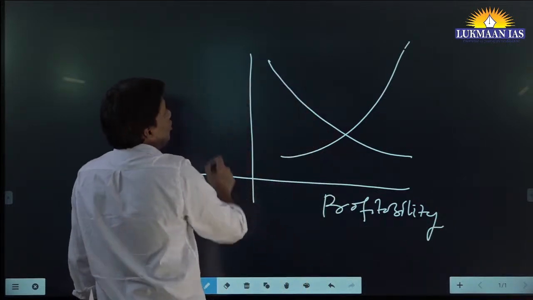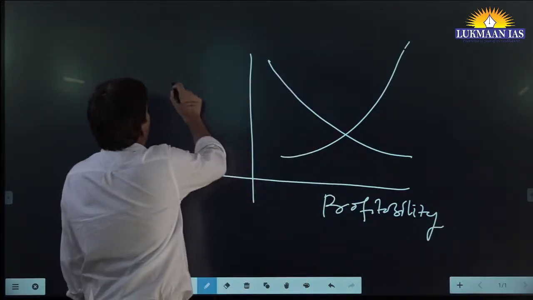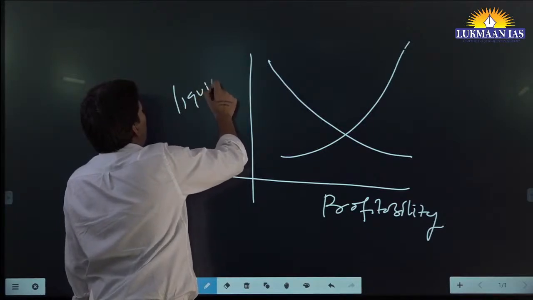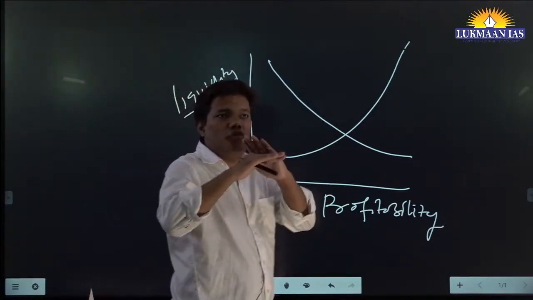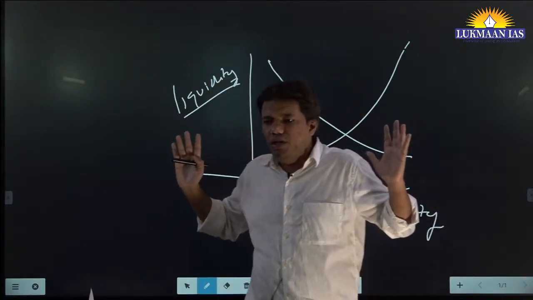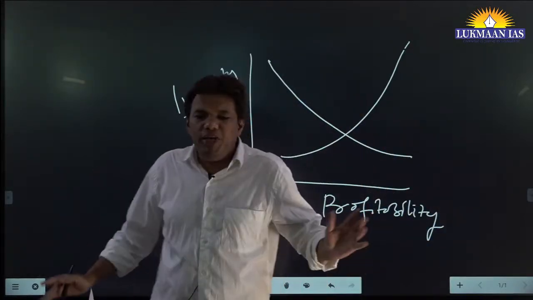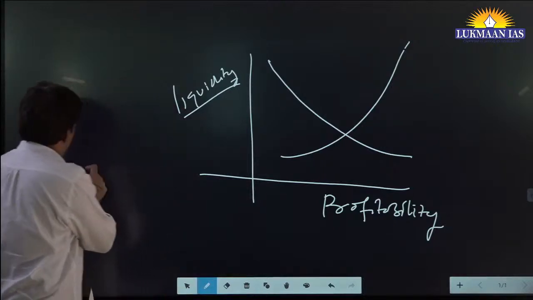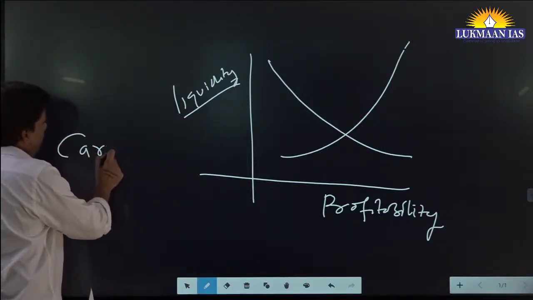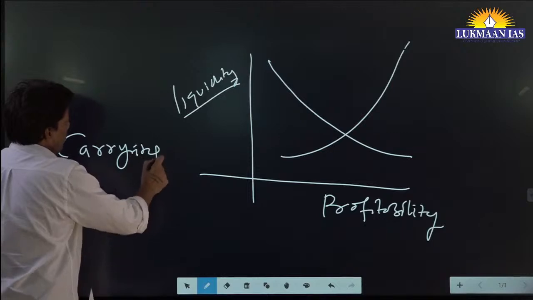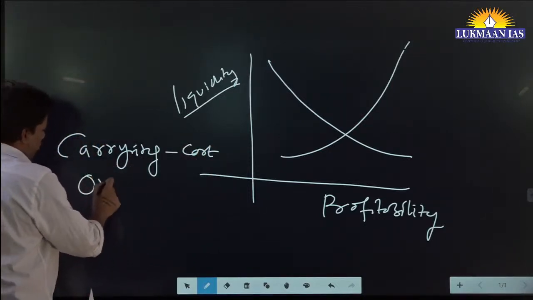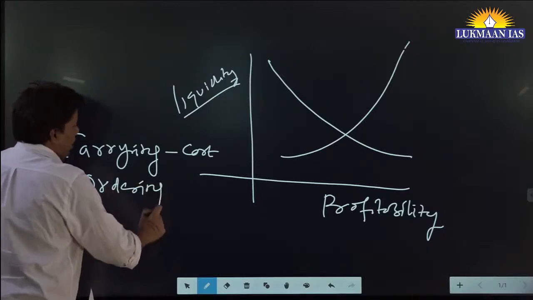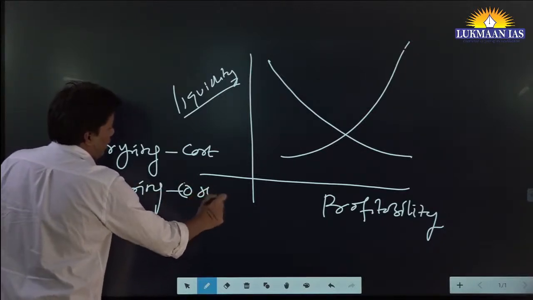profitability and liquidity. They have a trade-off. See, there is a trade-off in this. This trade-off is not only in liquidity and profitability, but also in carrying cost and ordering cost. We will invest 5 minutes in this. The concept that is here is the same as there.